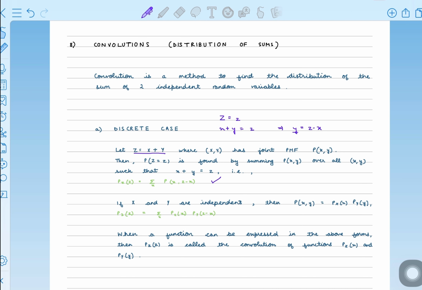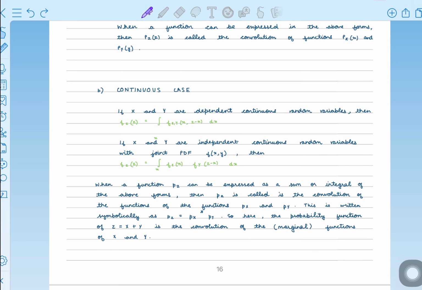Now, if x and y are independent, then as we've covered earlier in the chapter, the joint PMF will essentially be the product of the marginal PMFs. This gives us the following formula. When a function can be expressed in the above forms, then the probability of z is called the convolution of the functions of the probability of x and the probability of y.